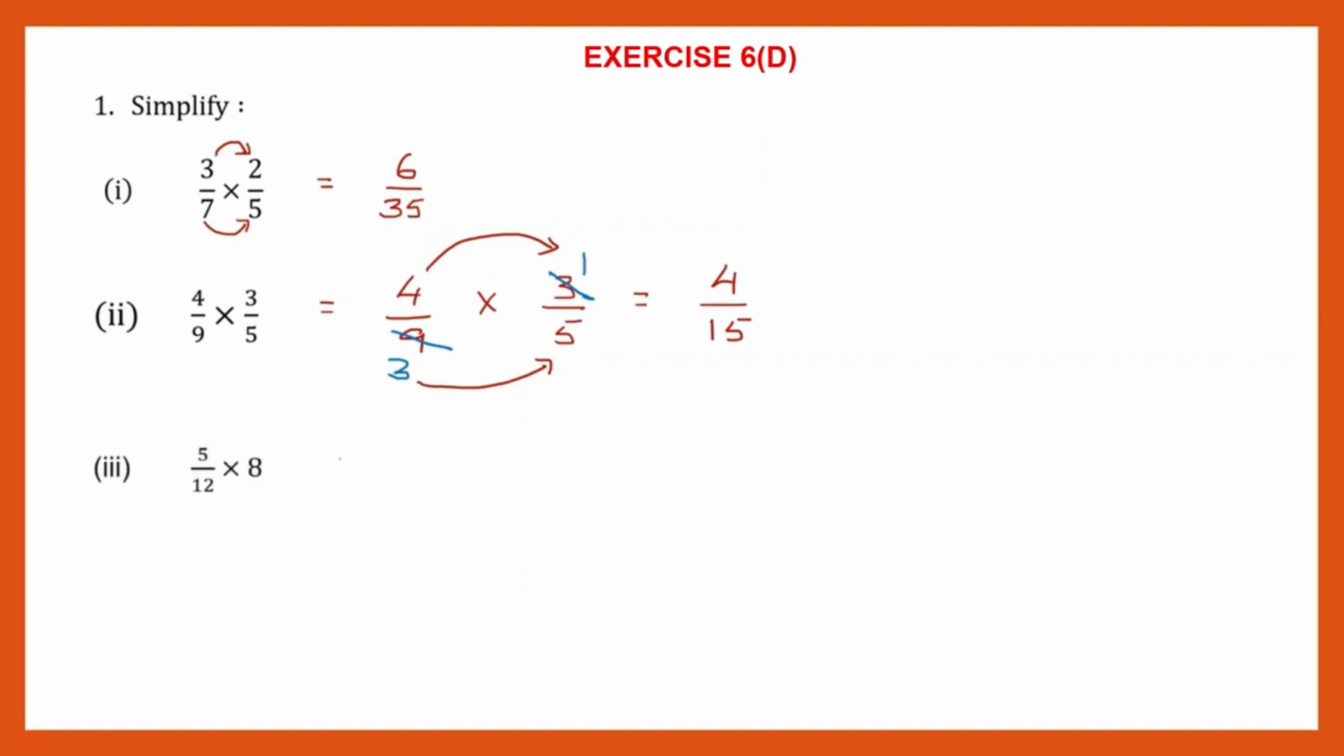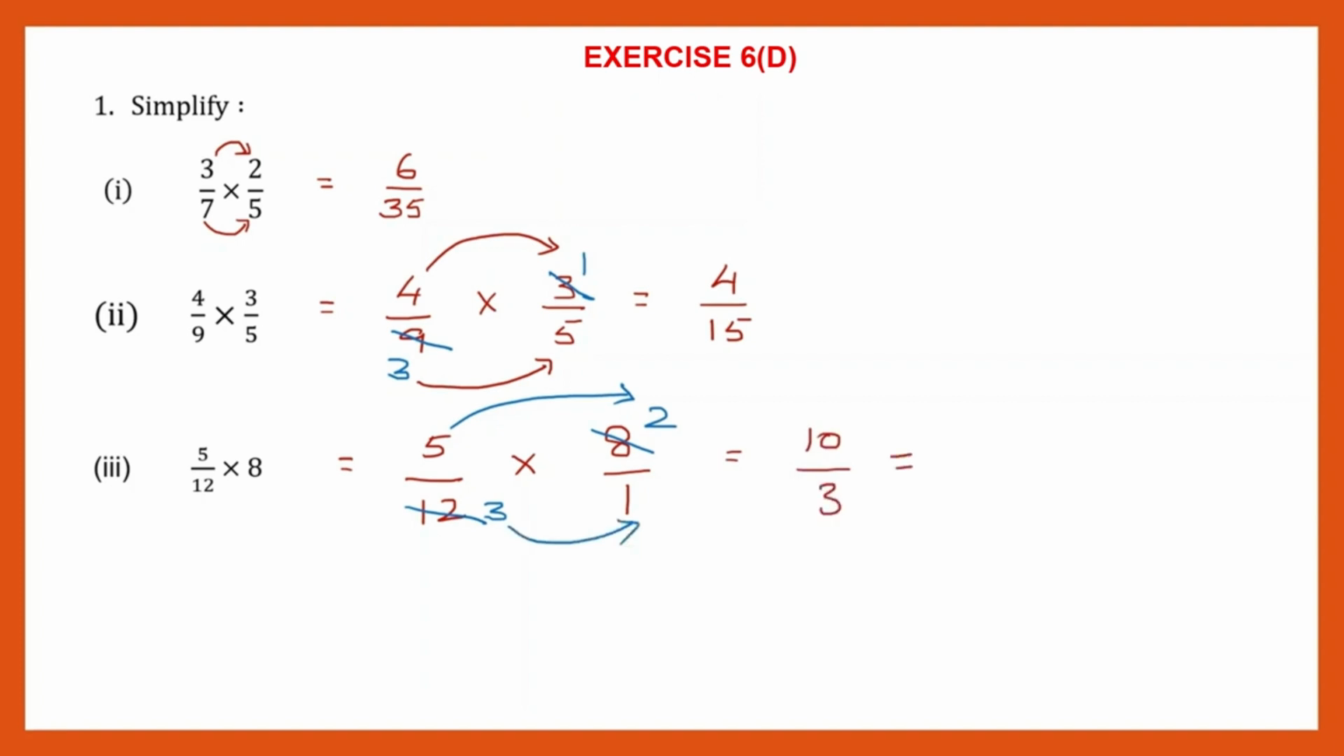5 by 12 into 8. So let me write that. 5 by 12 into, I'm going to make 8 a fraction by giving it the denominator 1. Now let's see if we can cancel something here. I can cancel 8 and 12. Both are divisible by 4. So 4 twos are 8, 4 threes are 12. Now multiply the numerators. 5 twos are 10 and 3 ones are 3. So we get 10 by 3.